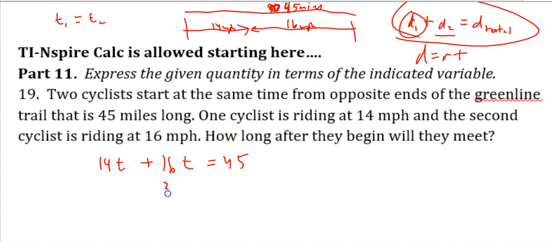So 16 plus 14, that's 30t equals 45. Divided by 30, time equals 1.5. I think that's hours. So how long after they start traveling would they meet? 1.5 hours.